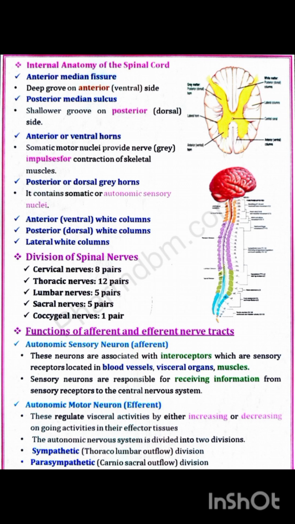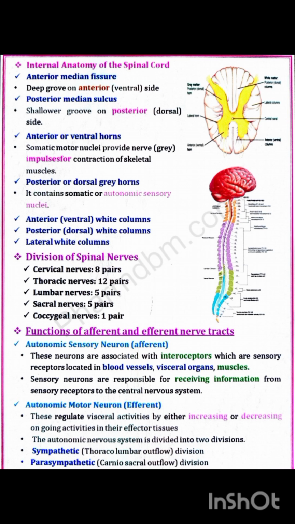Autonomic sensory neuron afferent. These neurons are associated with the interoceptors, which are sensory receptors located in the blood vessels and visceral organs. Muscle sensory neurons are responsible for receiving information from the sensory receptors into the central nervous system. Autonomic motor neuron efferent. These regulate visceral activity by either increasing or decreasing ongoing activities in the effector tissues.